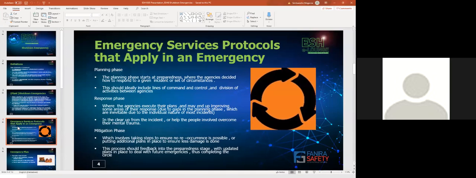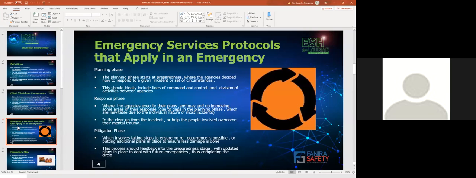The response phase is where agencies need to execute their plans and ensure that all the plans are in place, and they may end up improving some areas of their response due to gaps in the planning phase, where some things did not go well, which is inevitable due to the individual nature of most incidents. And then there is the clean-up from the incident, and helping the people involved to overcome their mental trauma.